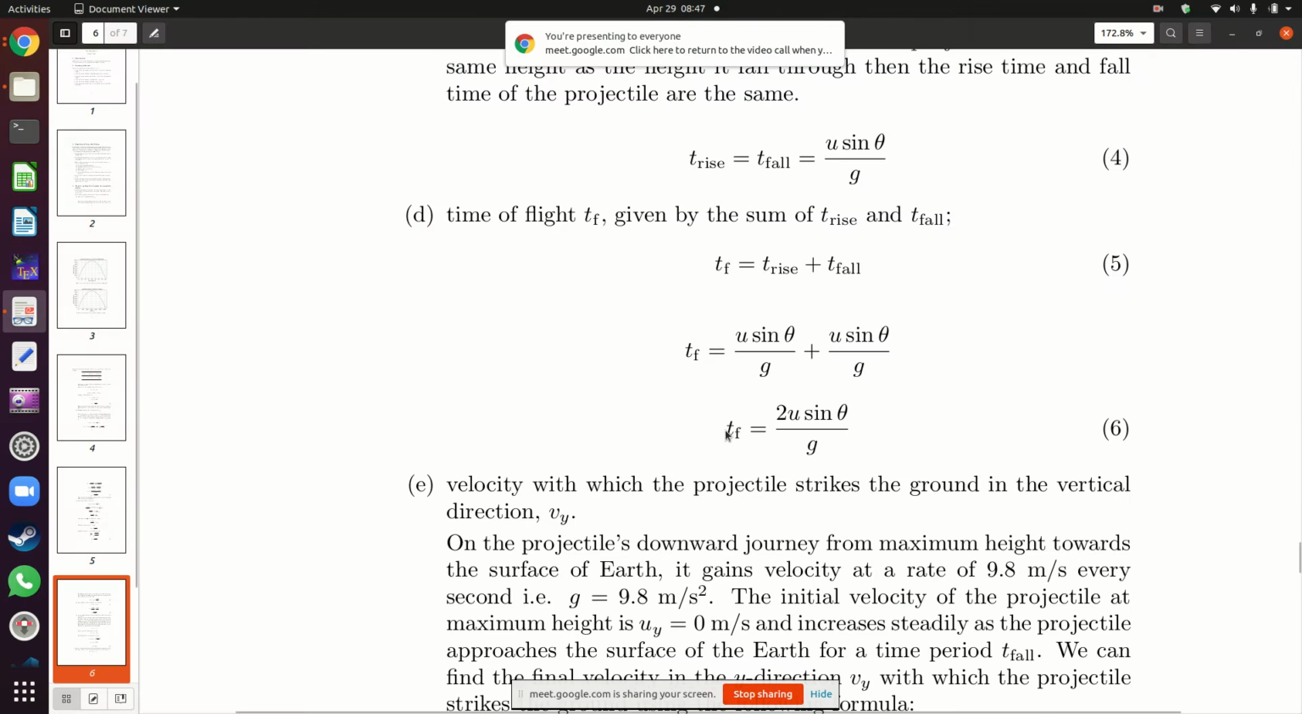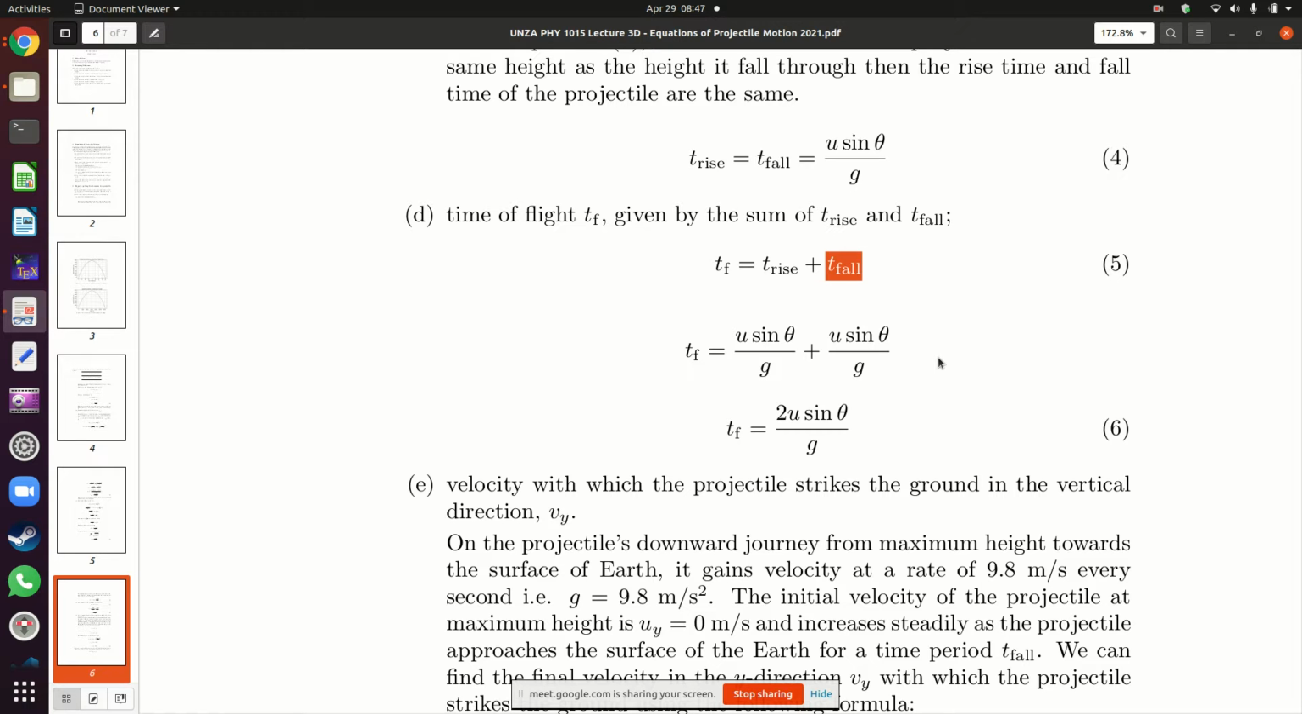This flight time, Tf: if you take this part, u sin theta divided by g, it can be equal to either the rise time or the fall time. So if the height to which the projectile goes and comes down are the same, you can also give flight time as 2 times the rise time or 2 times the fall time.